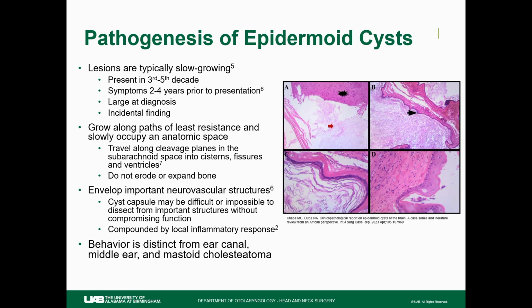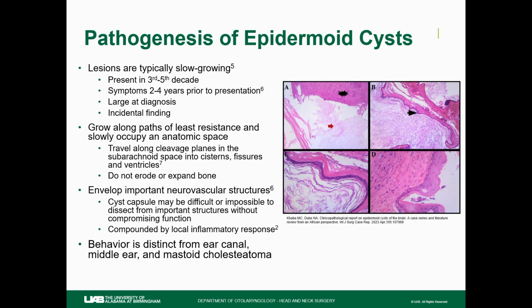Intracranial epidermoids are typically slow-growing, and as a result, they can at times be large at diagnosis. They present typically in the 3rd to 5th decades of life, and most patients will have had symptoms a few years prior to presentation. Occasionally, these will be an incidental finding identified on imaging performed for other indications.